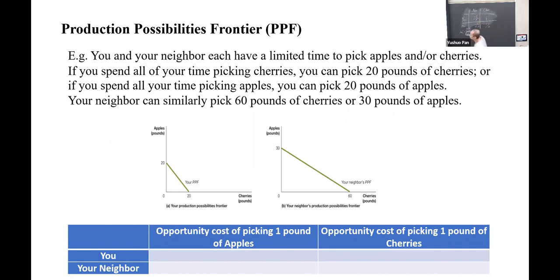So for the left graph, 20, right? So 20 over 20 equals 1. And for the second graph, the cherries, 60 divided by 30 equals 2. That's how you calculate the opportunity cost. And the same for the cherries.